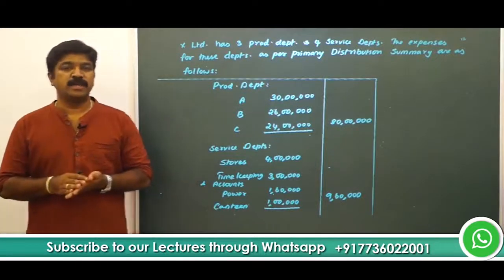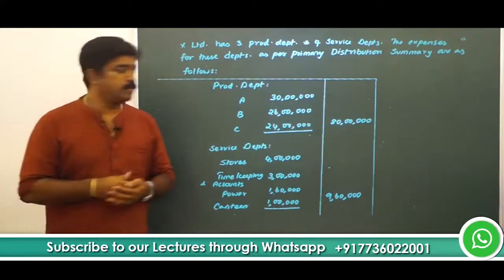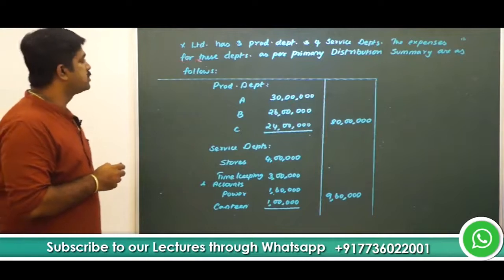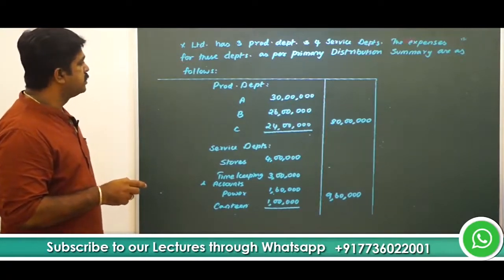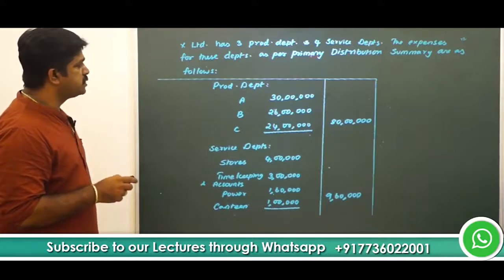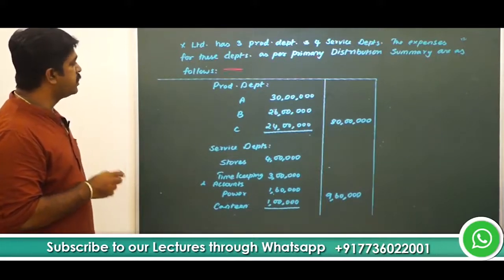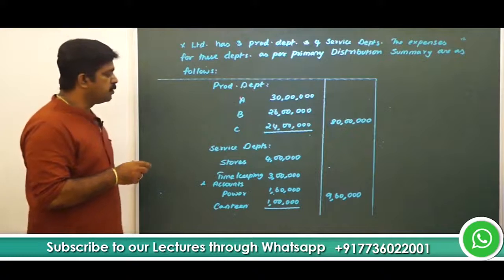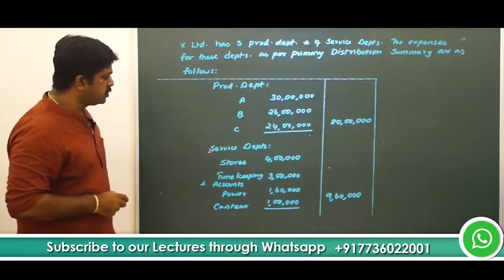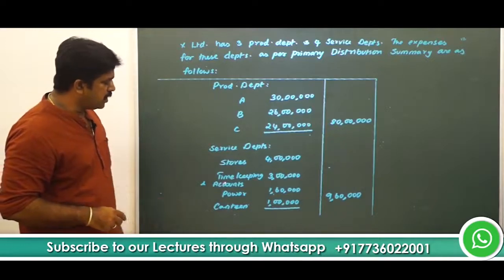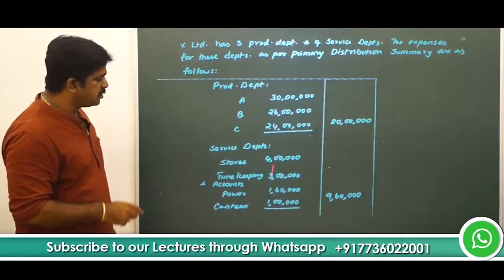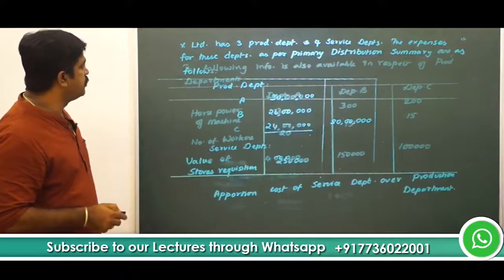Let's take a case study under direct redistribution method. We have X Limited with 3 production departments and 4 service departments. The expenses for these departments as per primary distribution summary are as follows. Production departments A, B, C, these are all the values. Service departments are basically stores, timekeeping and accounts, power, canteen, respective amounts, and we have the total.